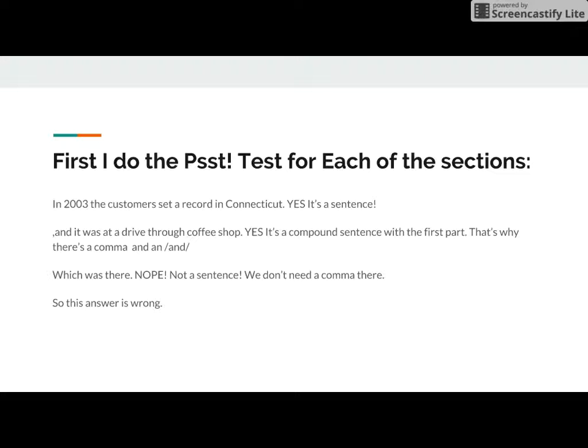Yeah, that does say something, but it's also a compound sentence with the first part that I read earlier. That's why they have a comma and an "and." Psst. Hey, Shona. "In 2003, the customer set a record in Connecticut, and it was at a drive-through coffee shop." Yeah, that does say something. So my last part is, psst, hey, Shona, "which was there?" Nope, I really don't know what they were trying to tell me there. It's not a sentence, so we don't need a comma there. But it does mean that this answer is wrong. It's not the way we should revise this sentence to make it better.